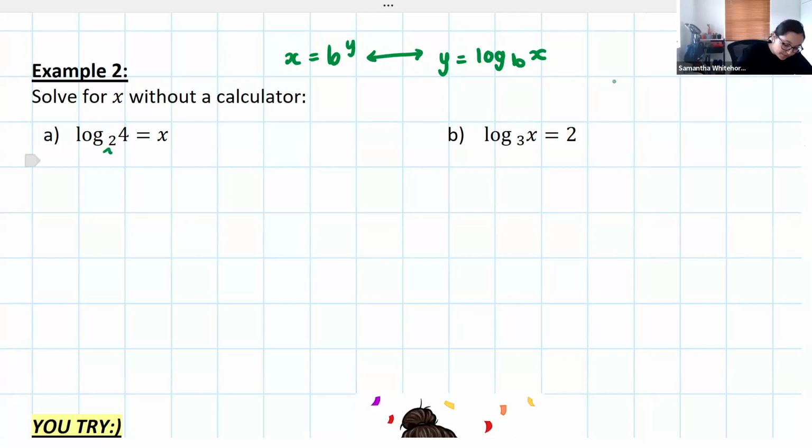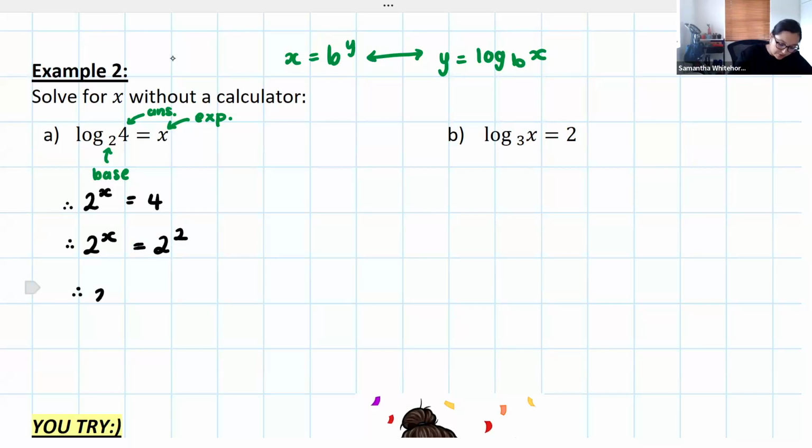Okay, so just remember, this number here refers back to the base of your exponential expression or equation. This value here is your exponent, and this value here would be your answer. So if we now go and convert it, what we have is base 2 to the power x is equal to 4. Exponential equation, we know how to solve this. Make your bases the same. 2 to the power x equals 2 squared. And so therefore x is equal to 2.